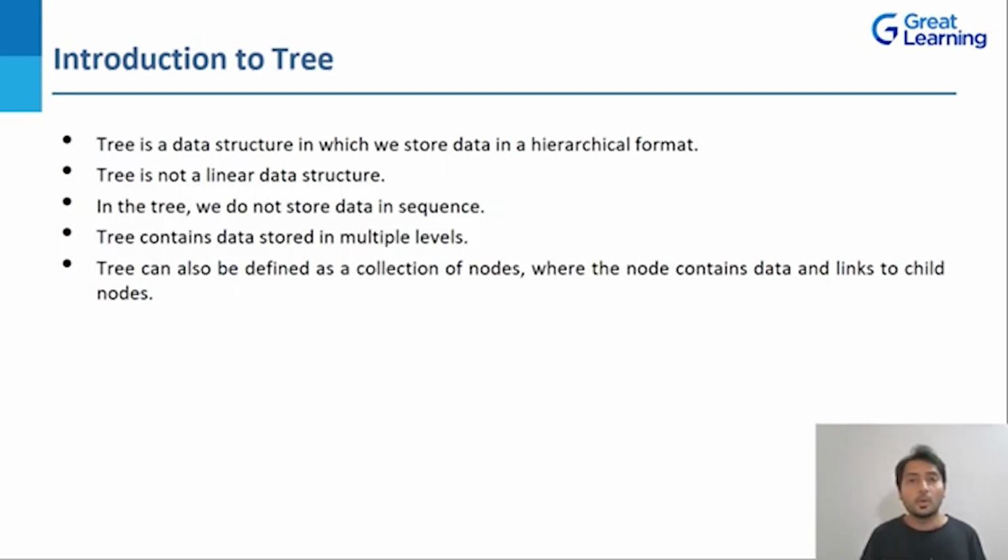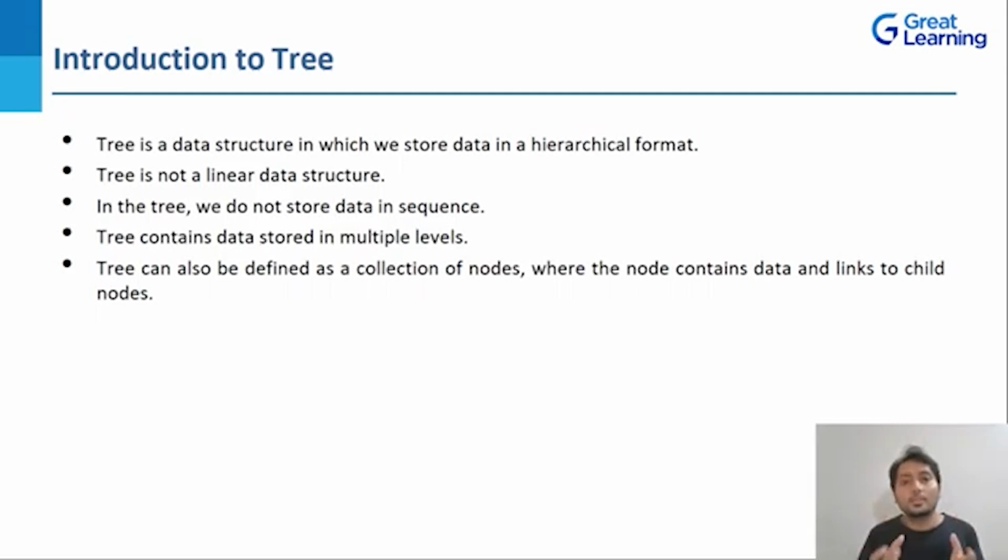Next, we do not store the data in sequential order in a tree. That is, a tree is not a linear data structure. What do we mean by that? We're not storing the data in sequential format, that is one after the other. We also have multiple levels. As the data is stored in different levels, we can have multiple levels inside a tree, correct? Because we are storing it in a hierarchical form, obviously we'll have different levels, correct?